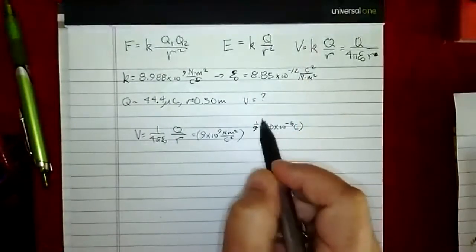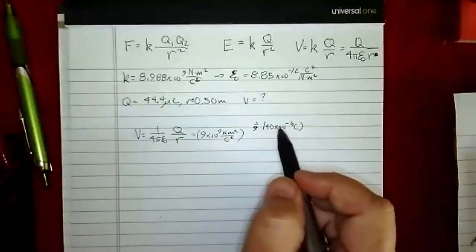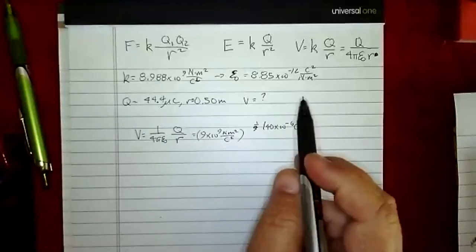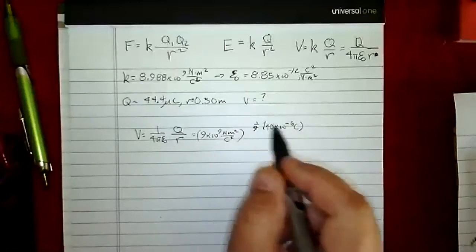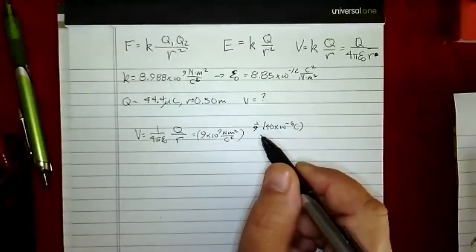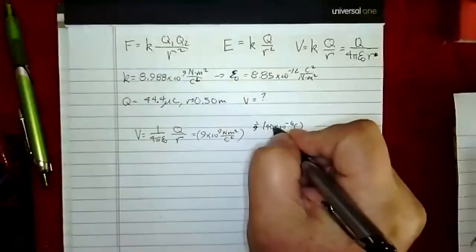So realizing that 4 times 1/9 would be 0.444, 40 times 1/9 would be 4.44, so actually I've got to do 400.